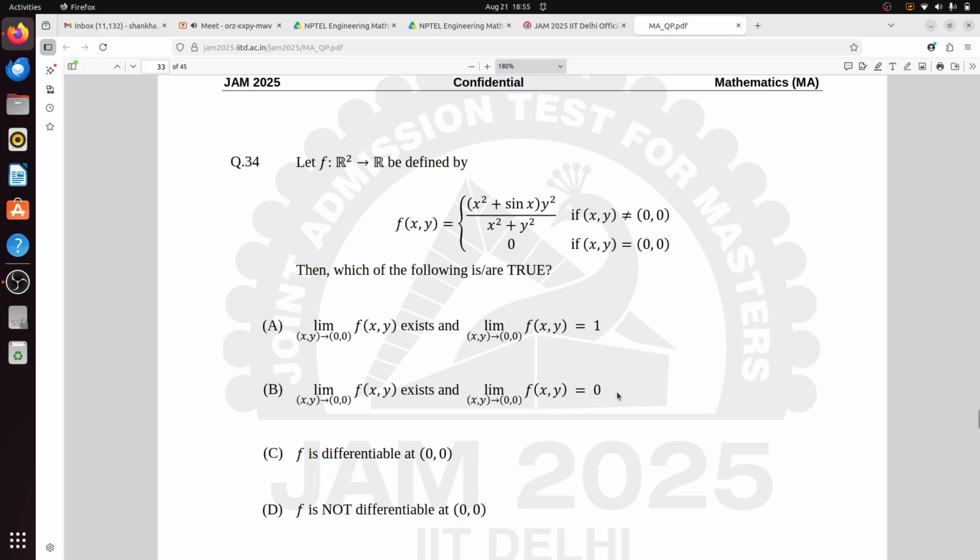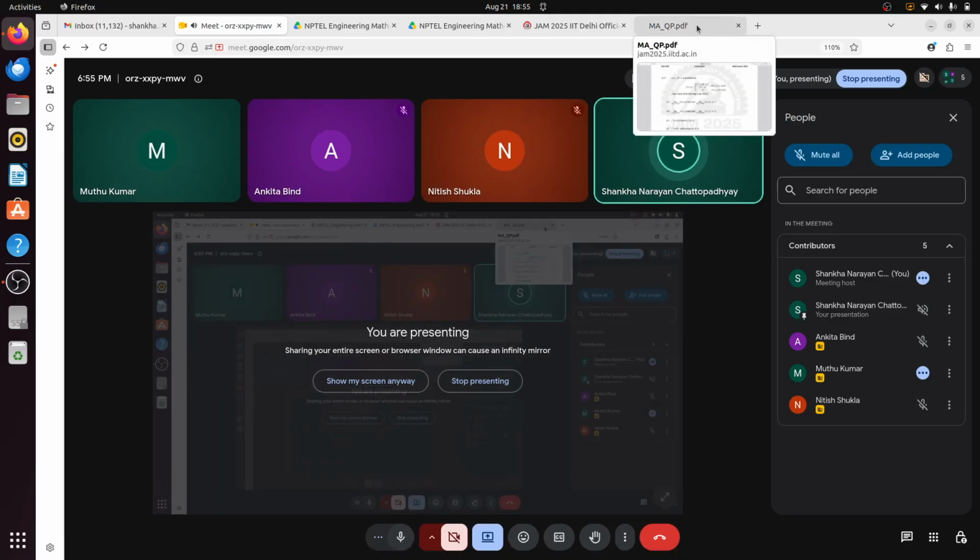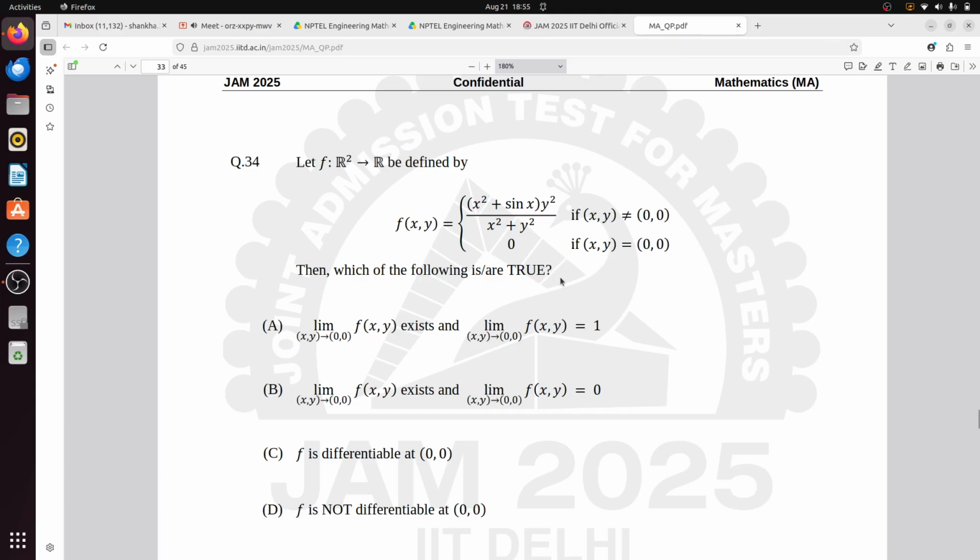Are you solving this problem? Please, this is a problem solving session. Only 2-3 persons have joined. B and C are the correct answer? B and C. Okay.